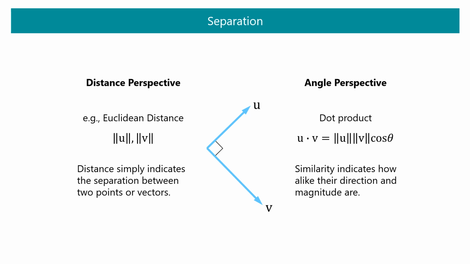Regarding a distance perspective, the most popular measure to quantify distance is Euclidean distance. When considering the angle between vectors, we can use the dot product to indirectly measure the separation. A large dot product indicates that the two vectors point in the same direction, while a low dot product indicates that they are moving apart. A smaller angle indicates that the two vectors are more similar. In this way, distance simply indicates the separation between two points or vectors, while similarity indicates how alike their direction and magnitude are.